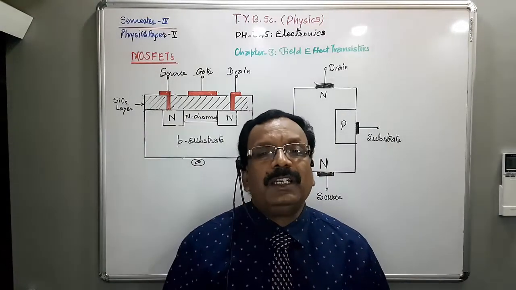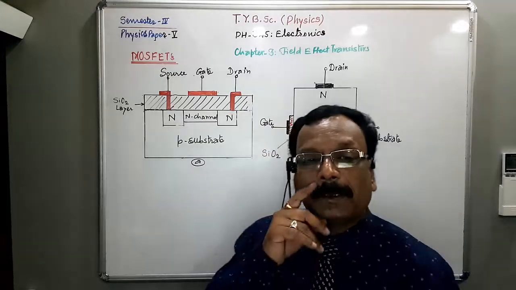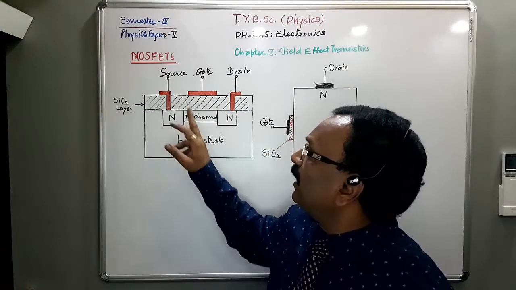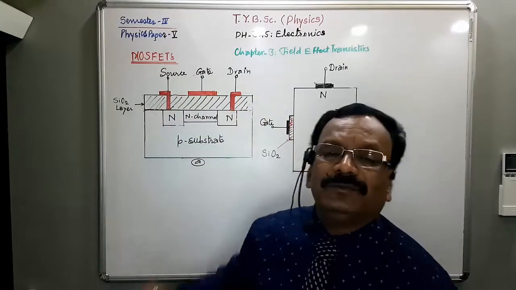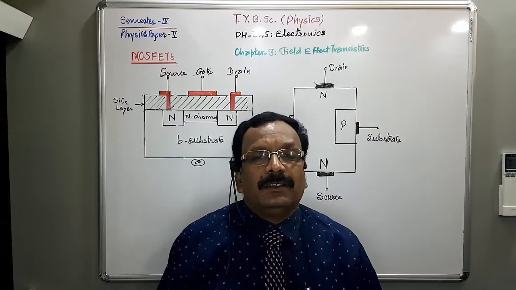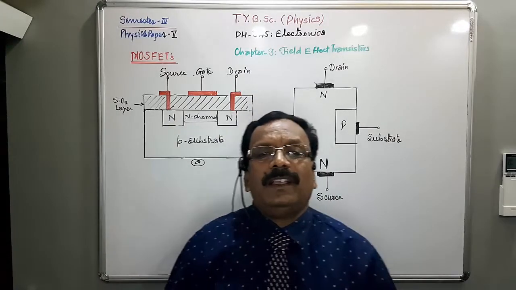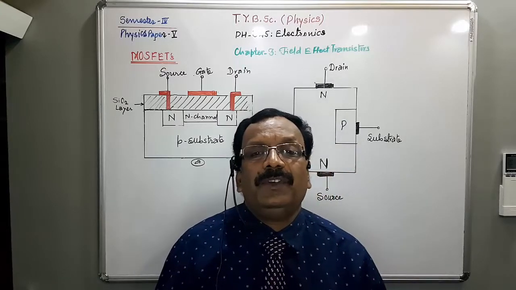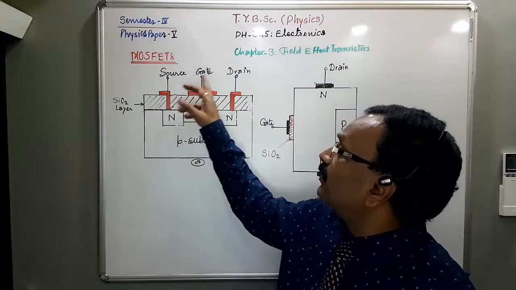It is also a three-terminal device. That means this device MOSFET is also in three terminals: source, gate and drain. It just looks like JFET. Why? Because JFET also has source, gate and drain.